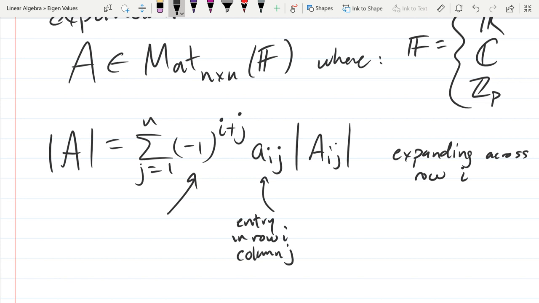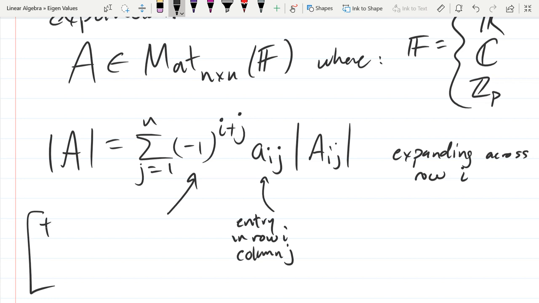What that does is it's either going to be positive 1 or negative 1, depending on whether i plus j is even or odd. So let's say we're in row 1, column 1, the upper left position. Do we have positive or negative in the 1, 1 position? Positive. 1 plus 1 is 2, 2 is even, negative 1 to the second power is positive.